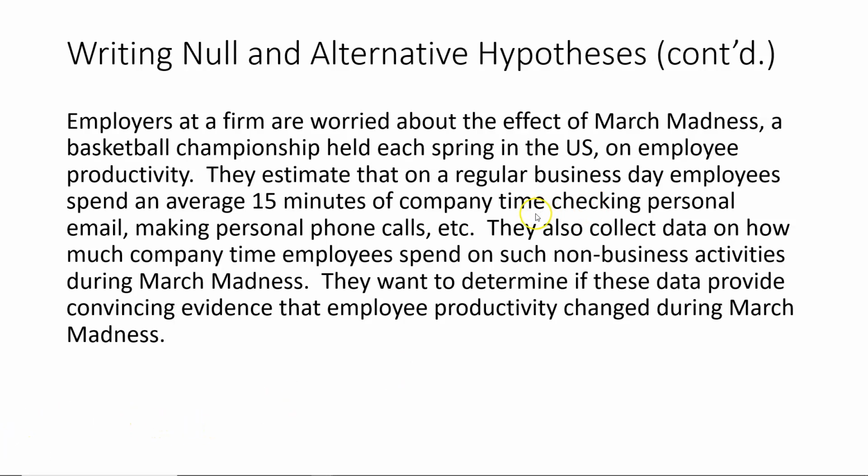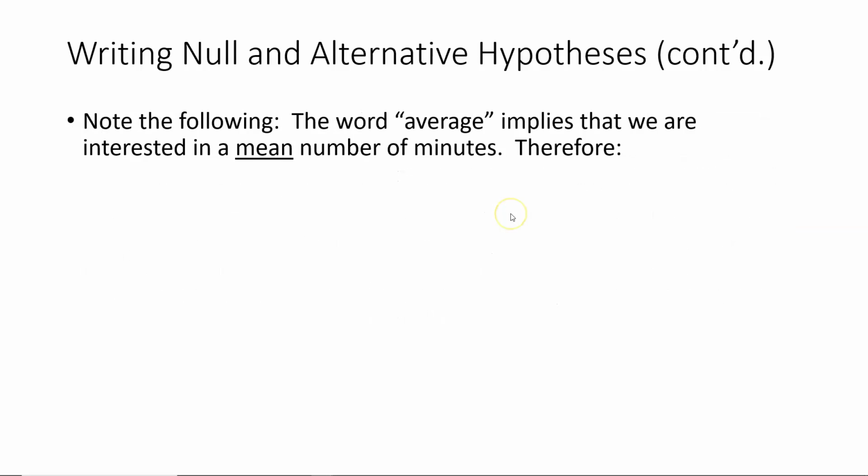All right, hopefully you've taken some time to carefully read through that statement. Let's start taking a look at something that we notice. First of all, the word average within the statement implies that we are interested in a population mean. Specifically, we're interested in the mean number of minutes that employees are unproductive.